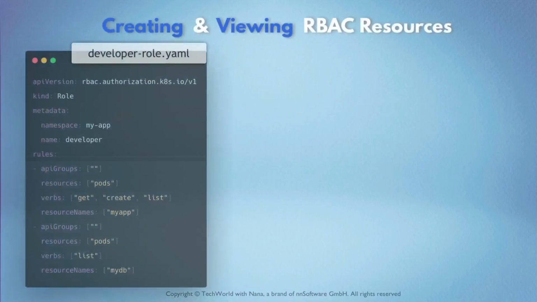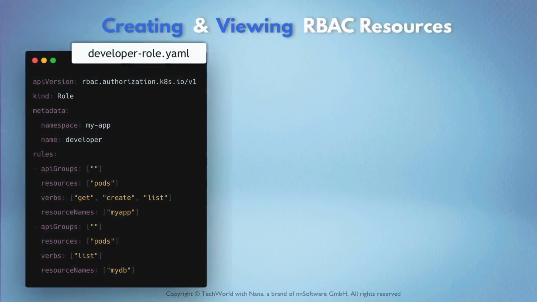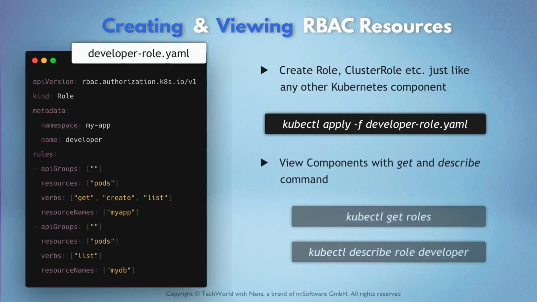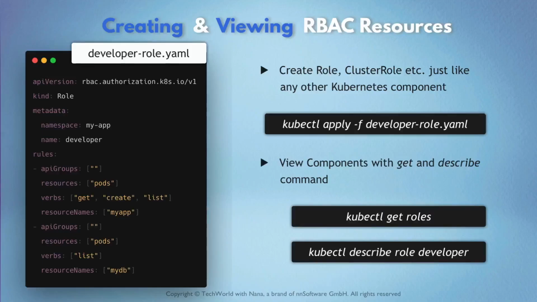And since these are defined as Kubernetes manifest files, you can create these components in Kubernetes cluster just like you create any other components like pods, services, config maps, etc. And you can also view them using kubectl get or describe commands.